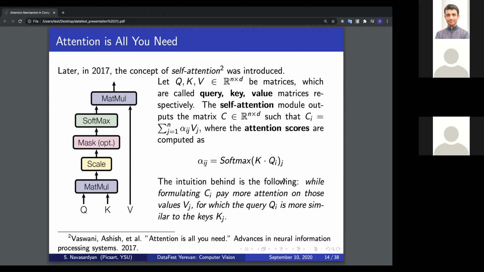The intuition behind this: for each vector qi, we want to formulate an output ci. And we want the output ci to pay attention to all vectors from V. And we want ci to pay more attention to those values vj, for which the query qi is more similar to the keys kj.